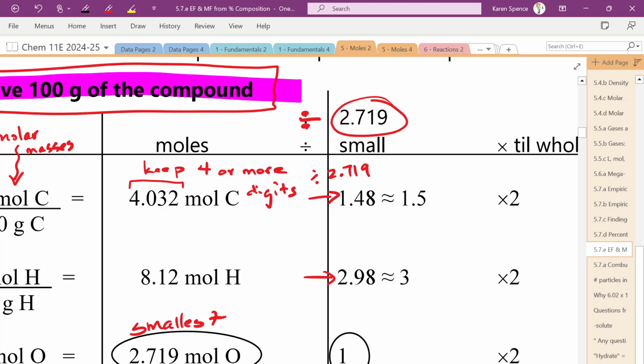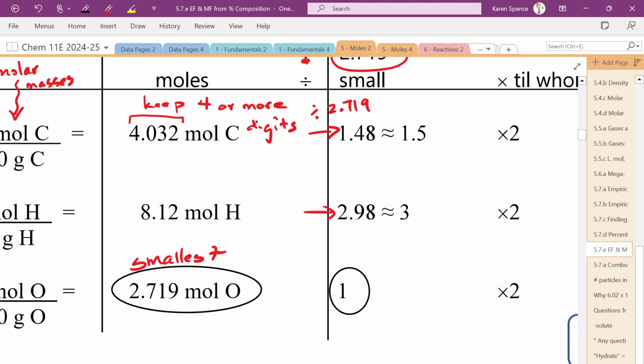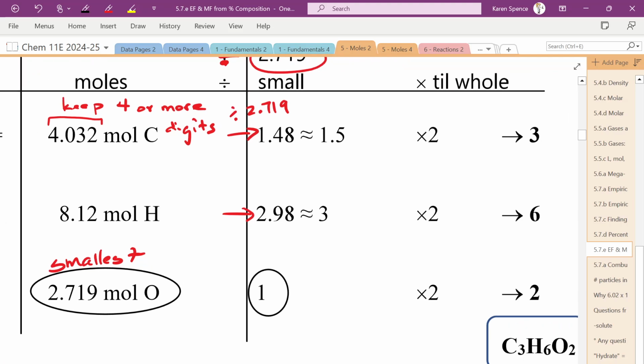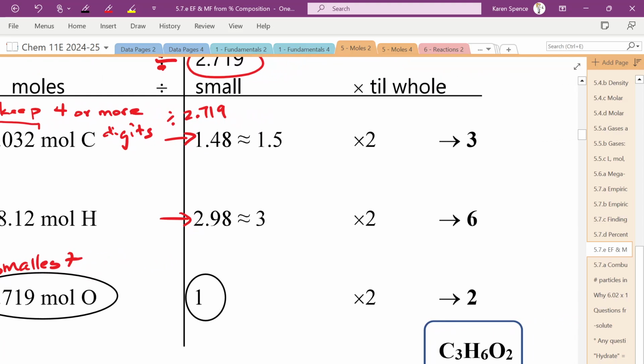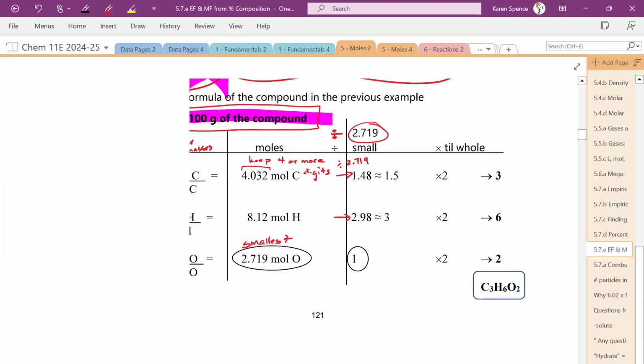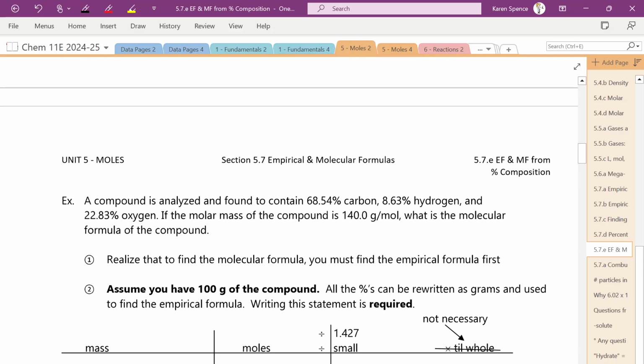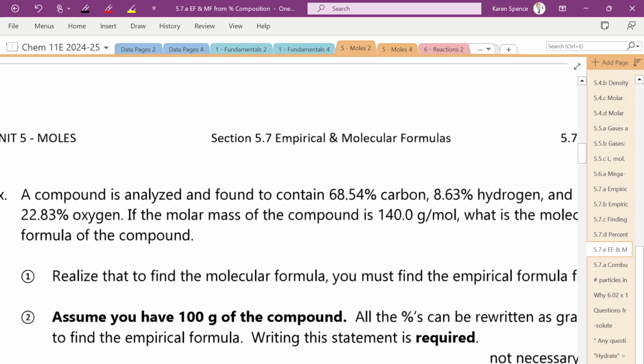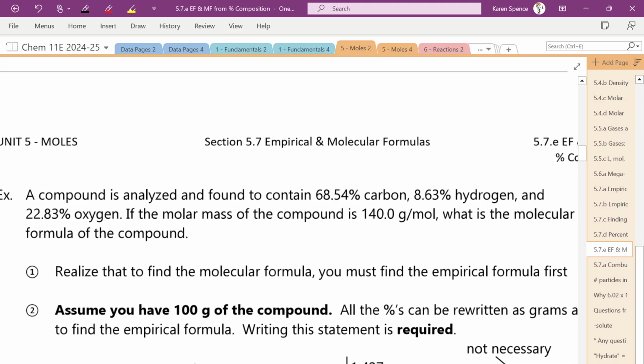And those are really close to 1.5 and 3. So we have 1.5, 3, and 1. And we multiply by 2 to get our whole numbers. We get 3, 6, and 2. So it's C3H6O2. That is good. Okay. And now we're just adding on a step.